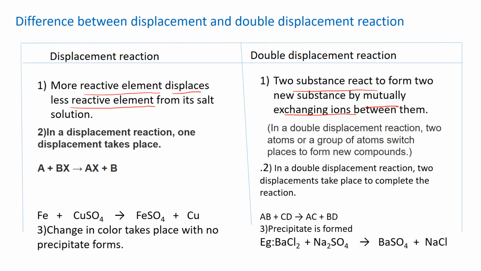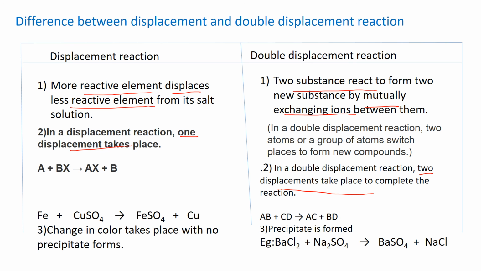And in a single displacement reaction, only one displacement takes place. Whereas in a double displacement, we can see there are two displacements. Before the reaction completes, there should be two displacements. That is why it is double displacement. So in single displacement, one displacement will be there. In double displacement, two displacements. Now how does the reaction take place?